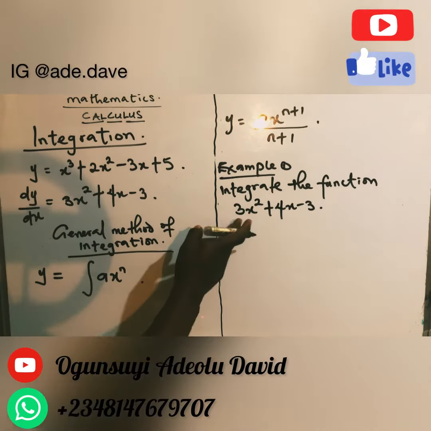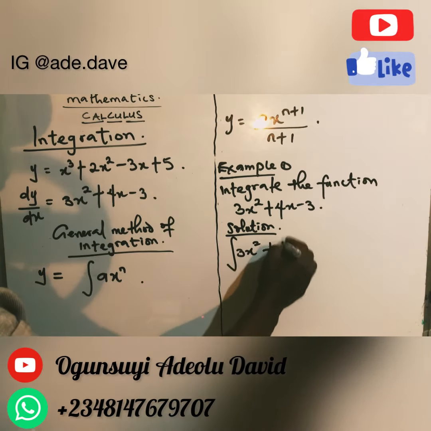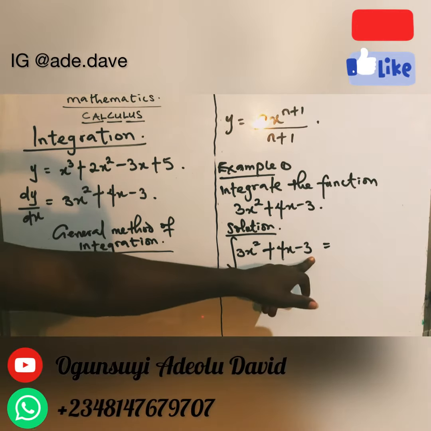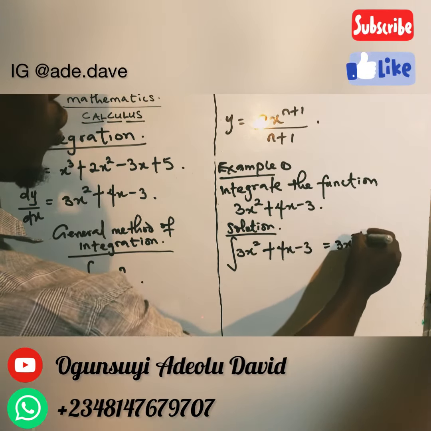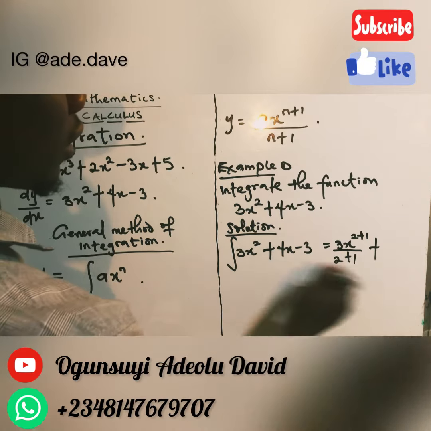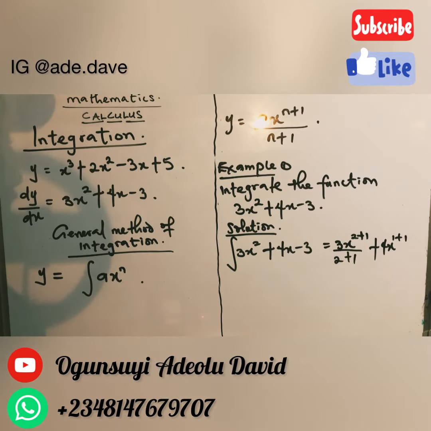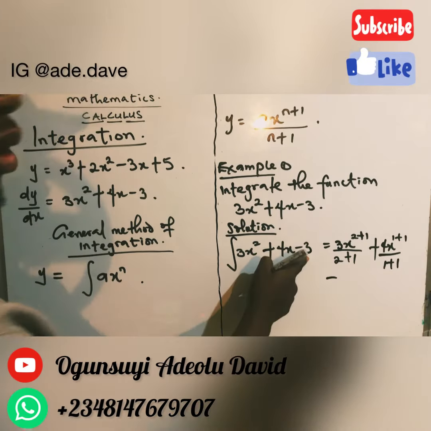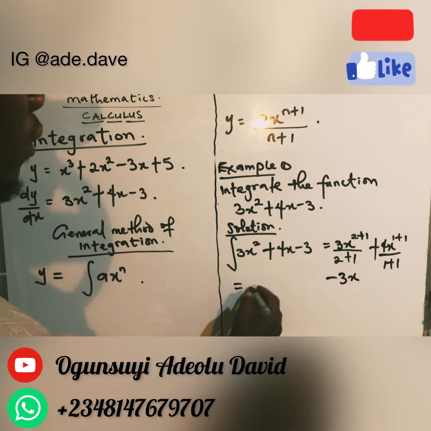I want to integrate this function here, 3x squared plus 4x minus 3. The integral of 3x squared plus 4x minus 3, I am going to integrate one after the other. So integrating 3x squared, that will be 3x^(2+1) over 2 plus 1, then plus 4x, this is 1 plus 1 because we have 1 as the power here, over 1 plus 1, then minus 3, this is a constant, so just add x to the back, 3x.